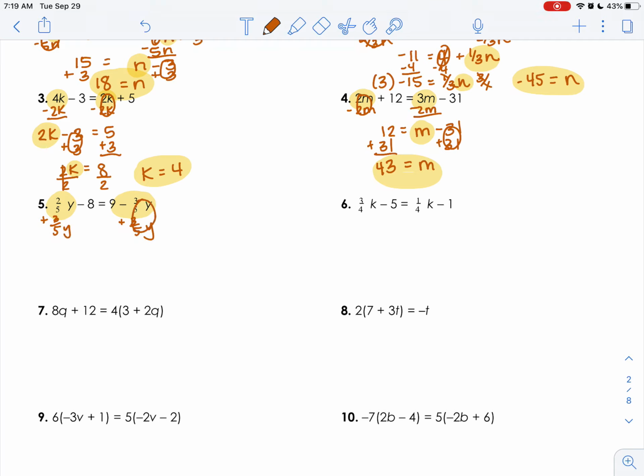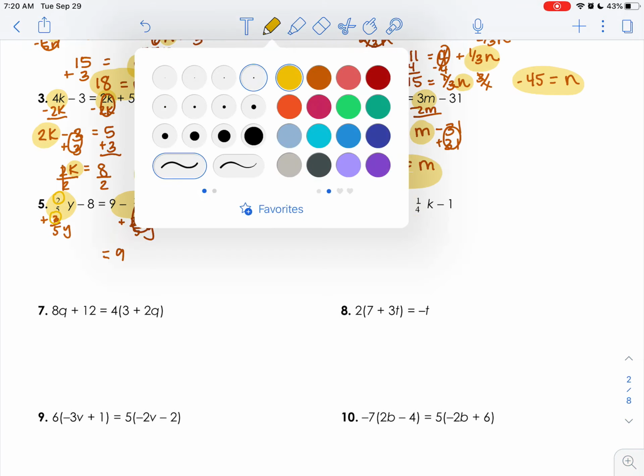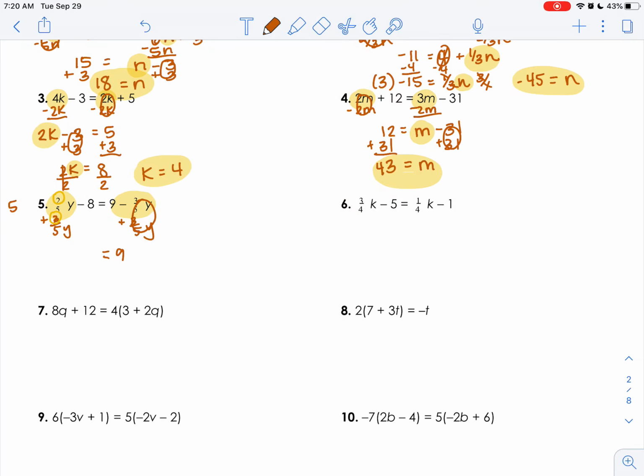So negative 3/5 plus 3/5 is 0, leaving me with a 9 equals 2/5 plus 3/5. The good thing is these already have a common denominator, so I'm just going to add these numerators. 2 plus 3 is 5. 5/5 equals 1. It's just a little side note. So this is just equal to 1y, or plain y, minus 8. So that was nice. Now to get this alone, I'm going to add 8 to both sides. Negative 8 plus 8 is 0, so I'm left with y equals 17.